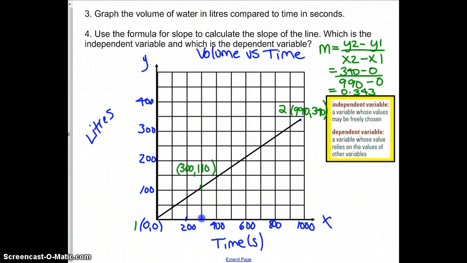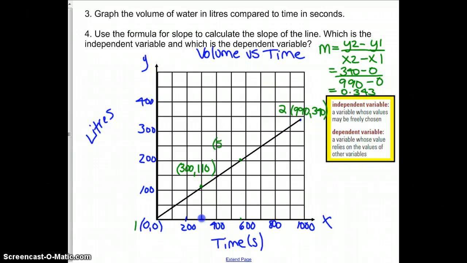And how about at 9.5 minutes? How many seconds is that? So 9.5 times 60 will give us our number of seconds, which is 570. So we look over here and 570 would be somewhere in there. Go up until you hit the line. Get about 200 liters.